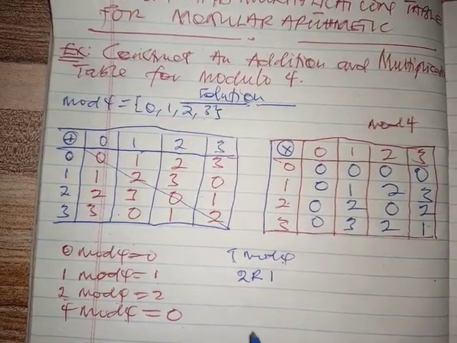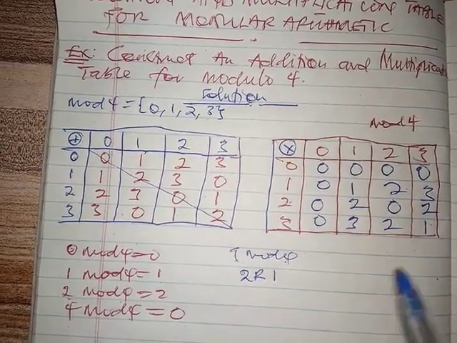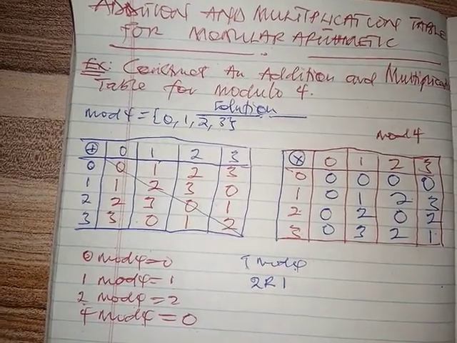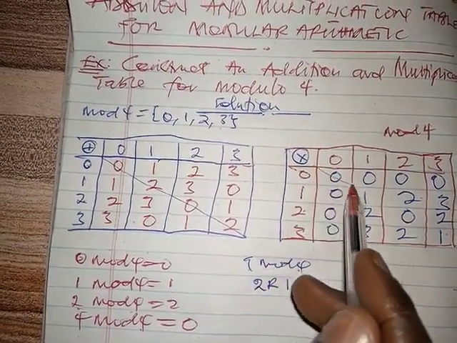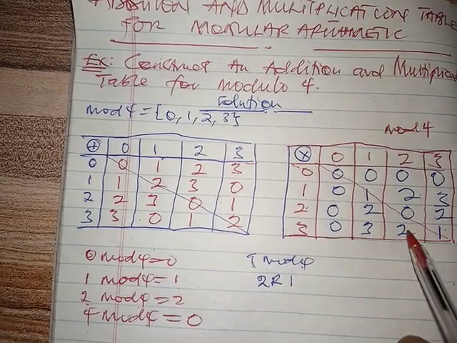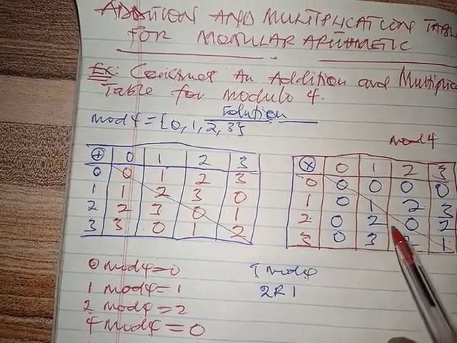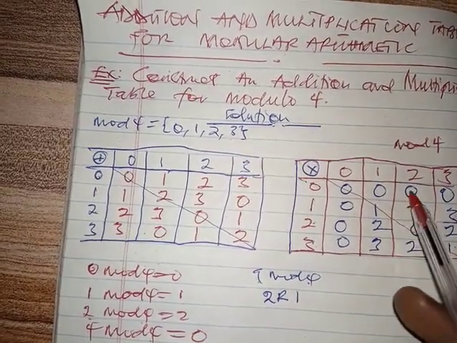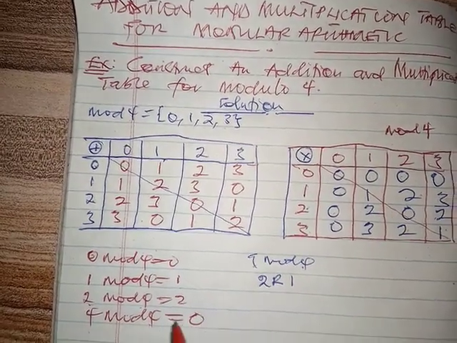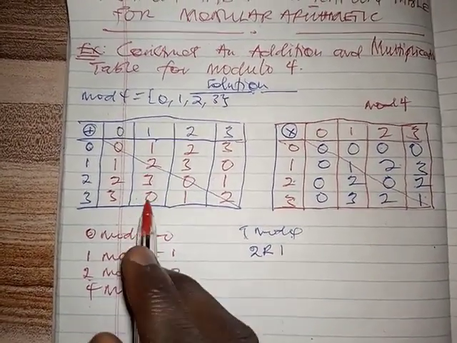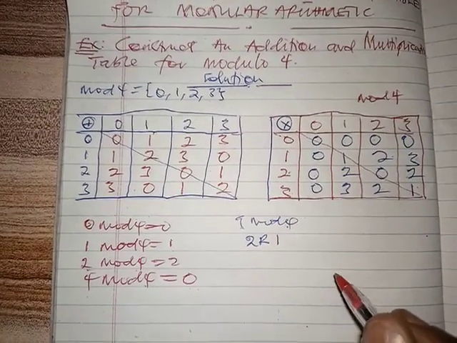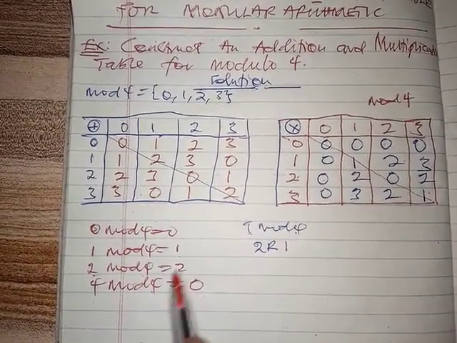So that's it. Let's check whether it is symmetrical. Let's draw a principal diagonal and see. We have 2 here, 2 here, 3 here, 3 here, 2 here, 2 here, 0 here, 0 here, 0 here, 0 here. So you can clearly see that addition and multiplication here are commutative under mod 4 and the tables are symmetrical.